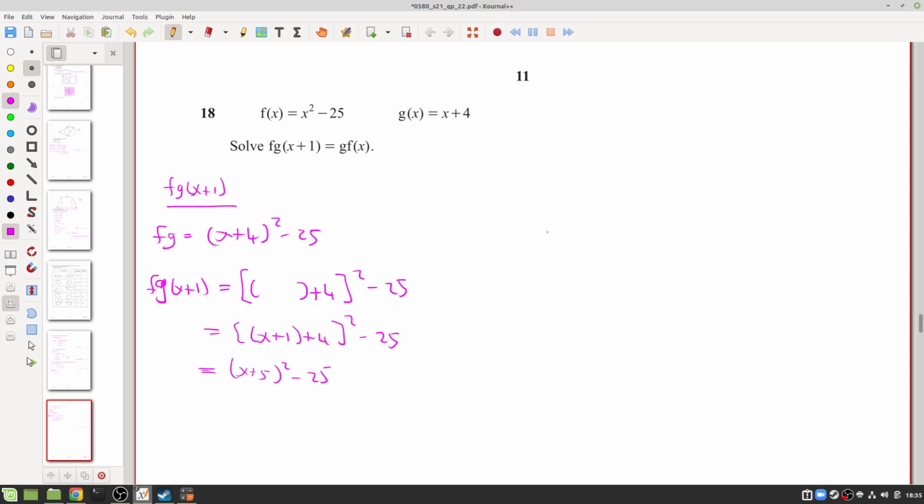Now we also need gf of x. Okay, so gf of x. So we're going to put f of x into g. So, okay, let's do this. Gf of x.